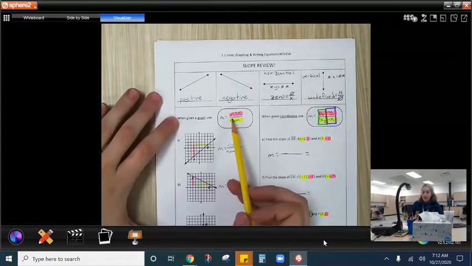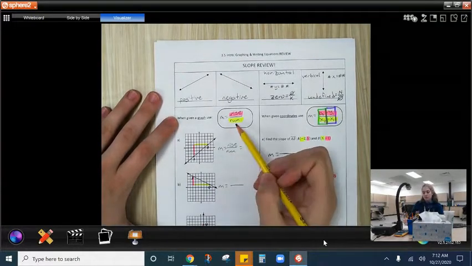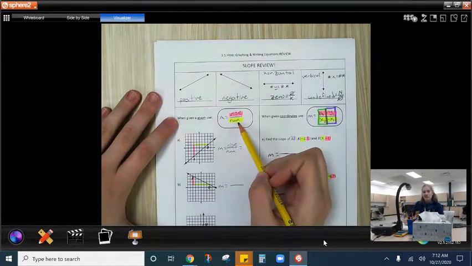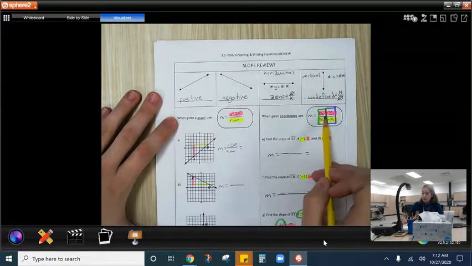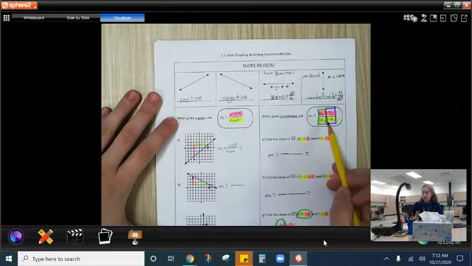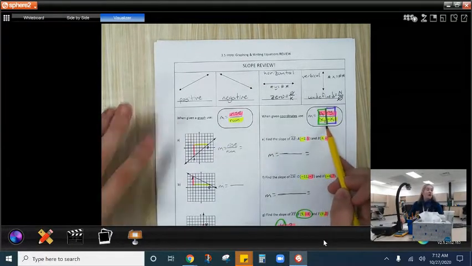If we have a graph, we want to use that phrase rise over run. Rise over run. And remember, if we have a negative number, that's going to mean to go down, or to the left, depending. I like to stick it in my numerator just because it makes it easier for my brain, and we'll see that in a sec. And then if we have coordinates, we're going to use y2 minus y1 over x2 minus x1.